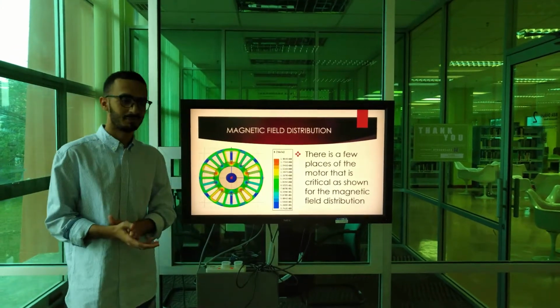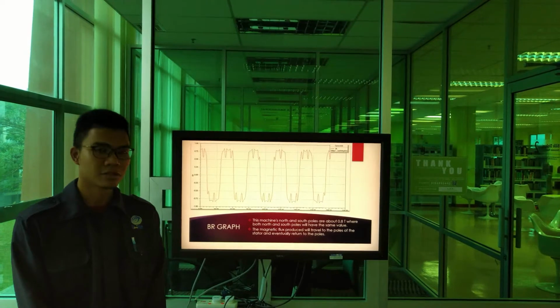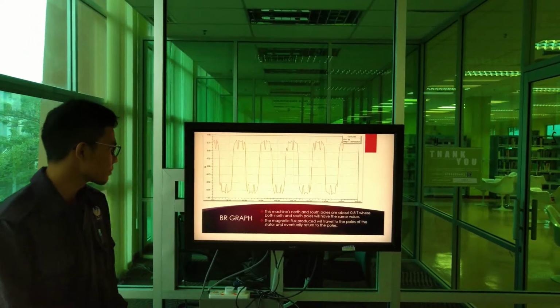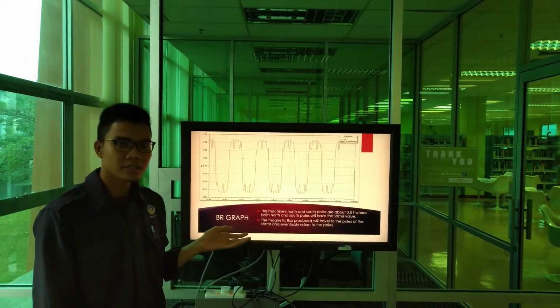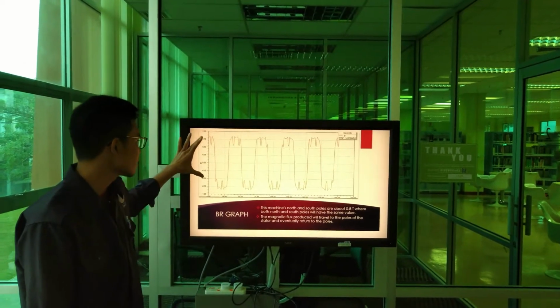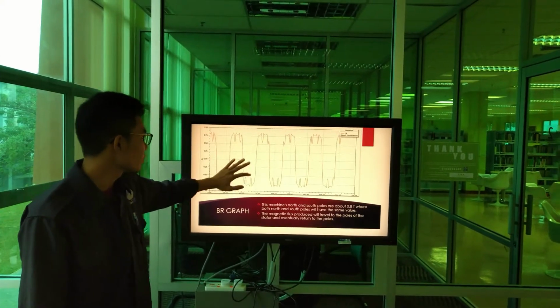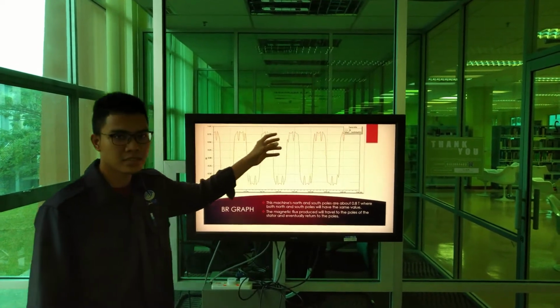That's all. My name is Muhammad Noor Lukman bin Muhammad Zubair. I'm going to present the results. This is the VR graph. Our project is 24 slots and 10 poles. As you can see here, we can tell each of the 10 poles, which are 1, 2, 3, 4, 5, 6, 7, 8, 9 and 10.